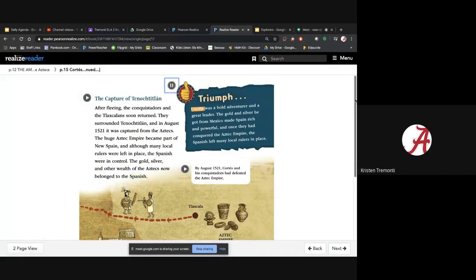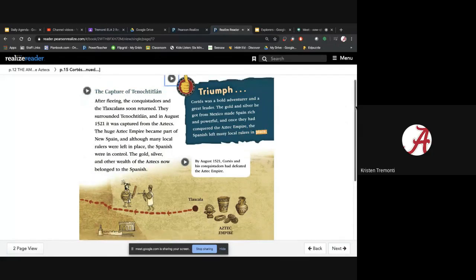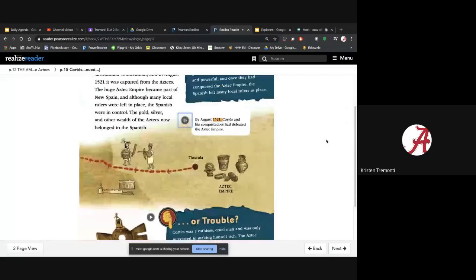Triumph. Cortez was a bold adventurer and a great leader. The gold and silver he got from Mexico made Spain rich and powerful, and once they had conquered the Aztec Empire, the Spanish left many local rulers in place. By August 1521, Cortez and his conquistadors had defeated the Aztec Empire.